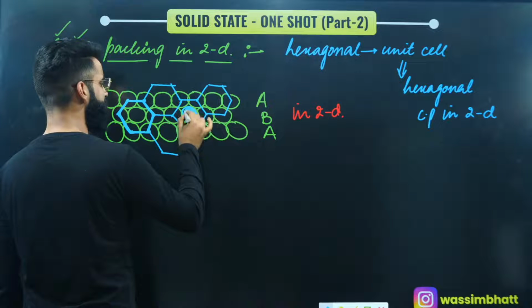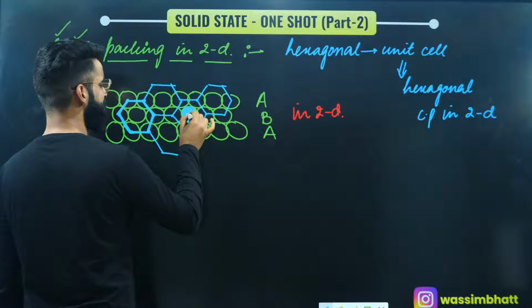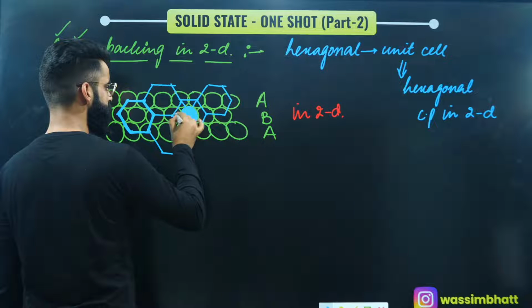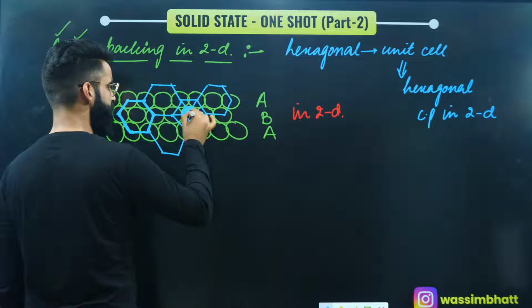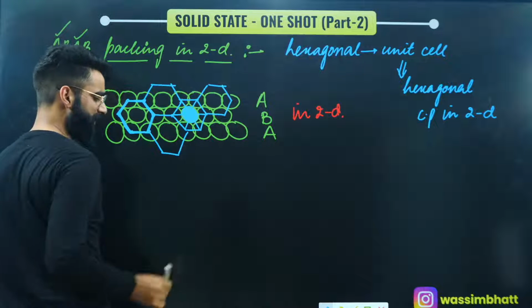How many other particles are touching this particular particle simultaneously? You can check it out. This one, this one, this one, this one, this one, and this one. So 6 other constituent particles are touching this particular particle simultaneously.